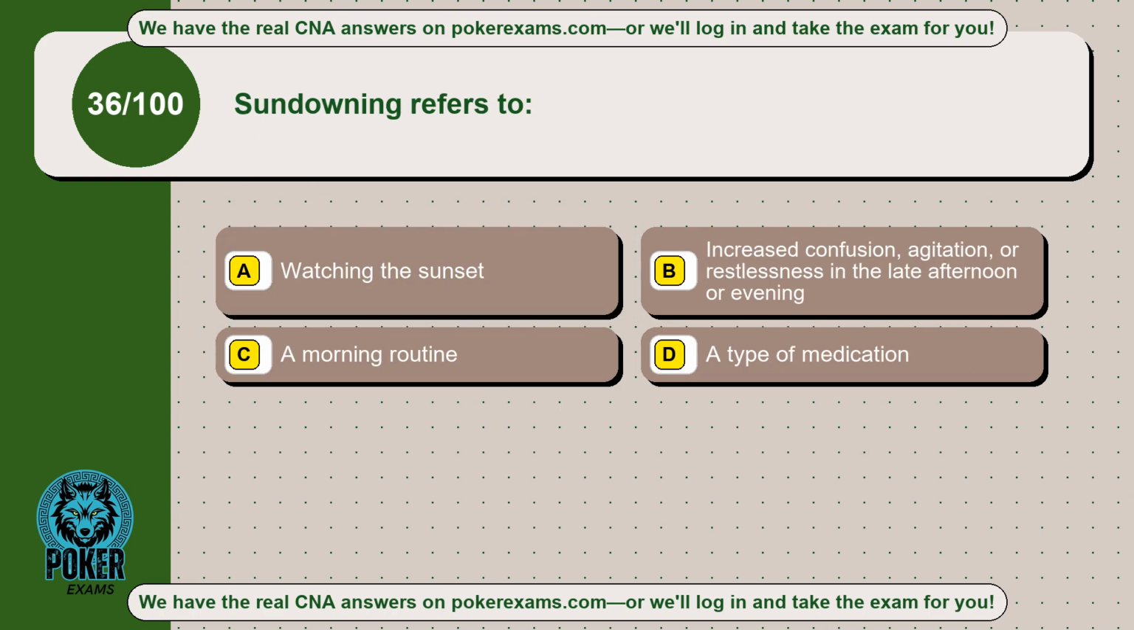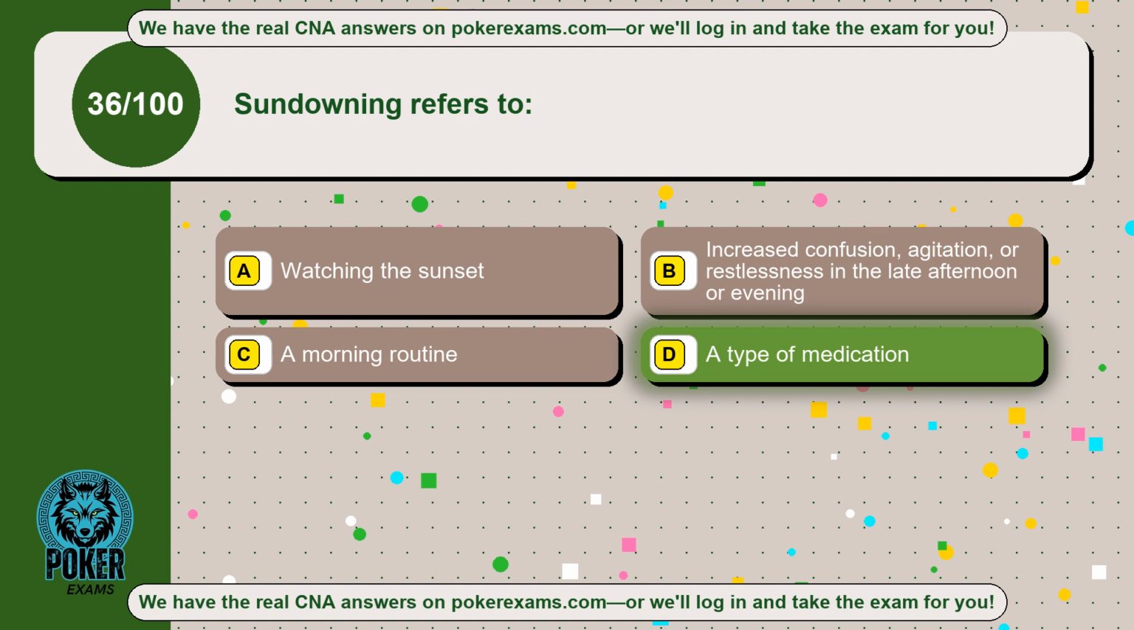Question 36. Sundowning refers to: Option A, watching the sunset. Option B, increased confusion, agitation, or restlessness in the late afternoon or evening. Option C, a morning routine. Option D, a type of medication.